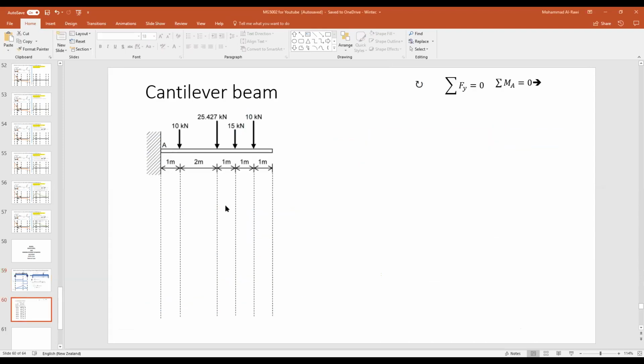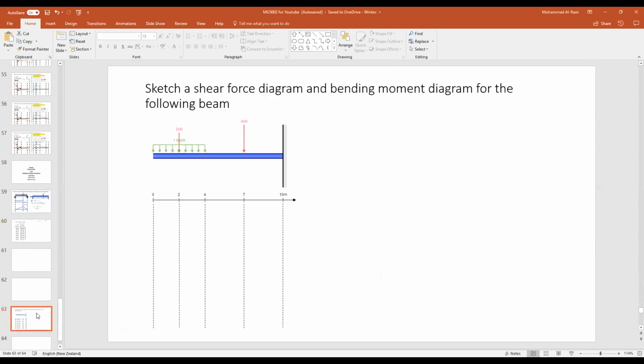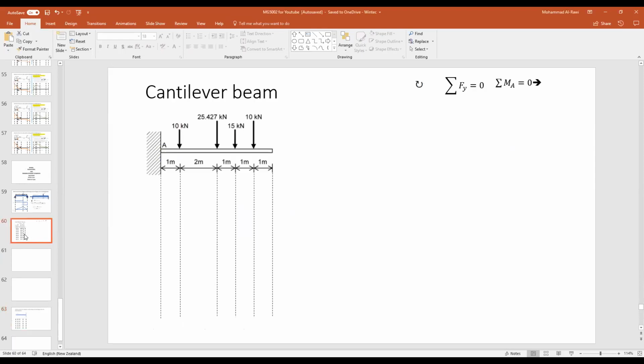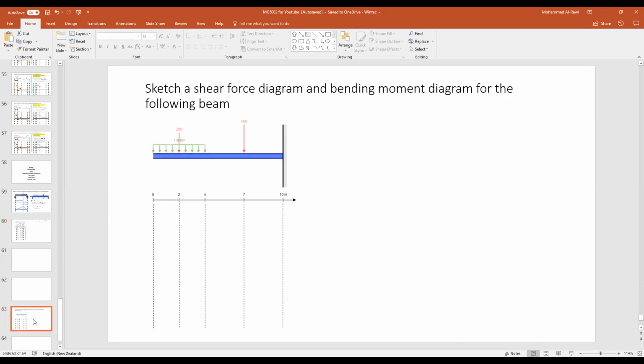I have this question for you guys from the lecture notes, a cantilever with many different loads, but I have something more exciting, a cantilever with UDL. So which one do you prefer? Write in the chat 1 or 2. 1 is this one we start with, or we do 2. You have the option to choose. Go to the chat, put 1 or 2.